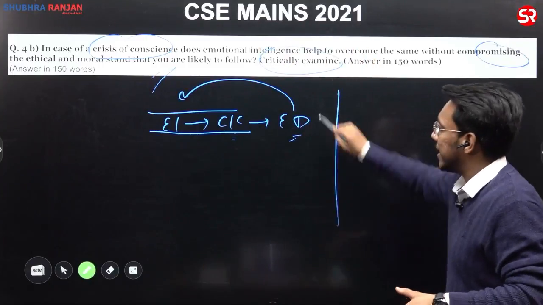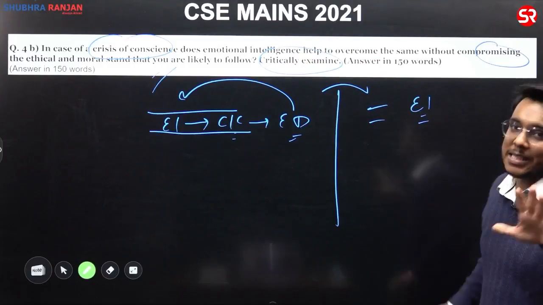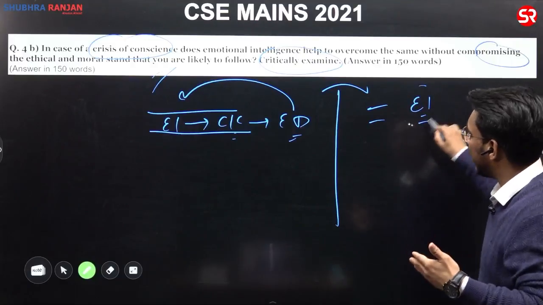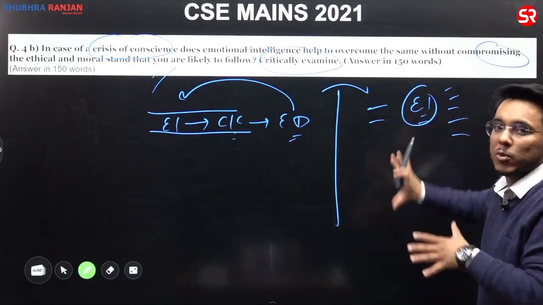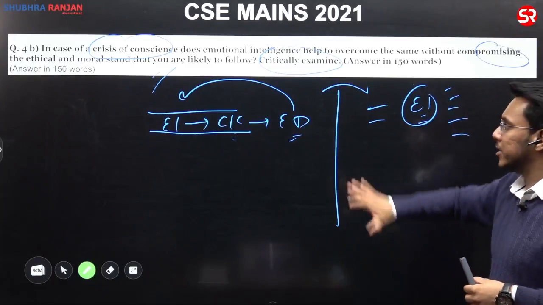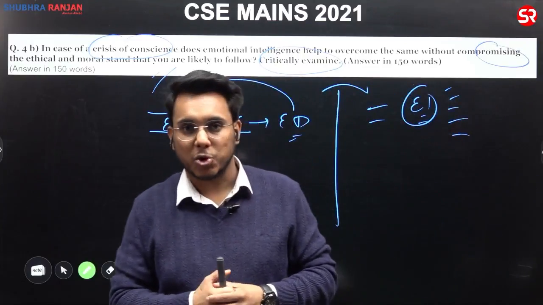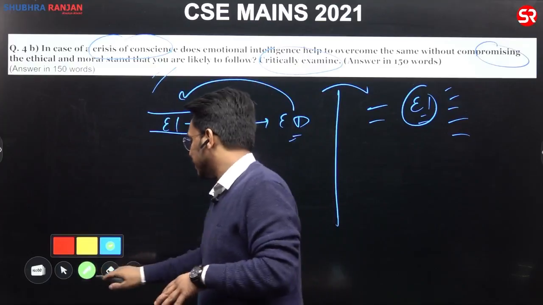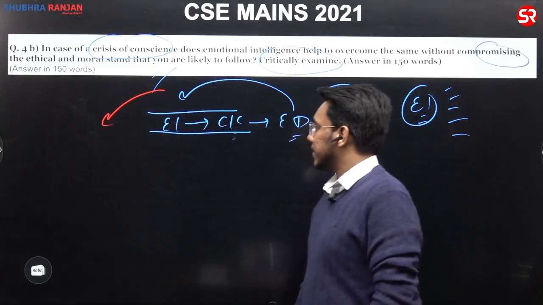So on the flip side also, you can give one or two arguments that sometimes emotional intelligence alone is not important; sometimes something more than emotional intelligence is also needed. Because critical examination is being asked here, you need to show this different side of the spectrum also. Now let's see this particular thing.